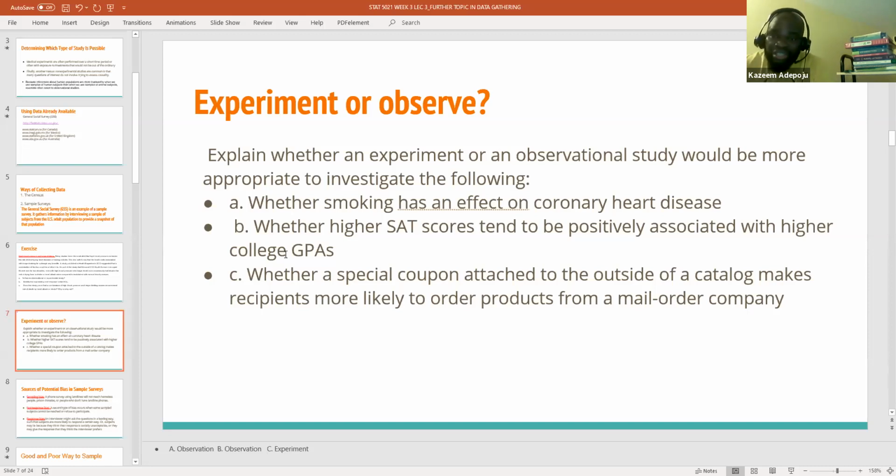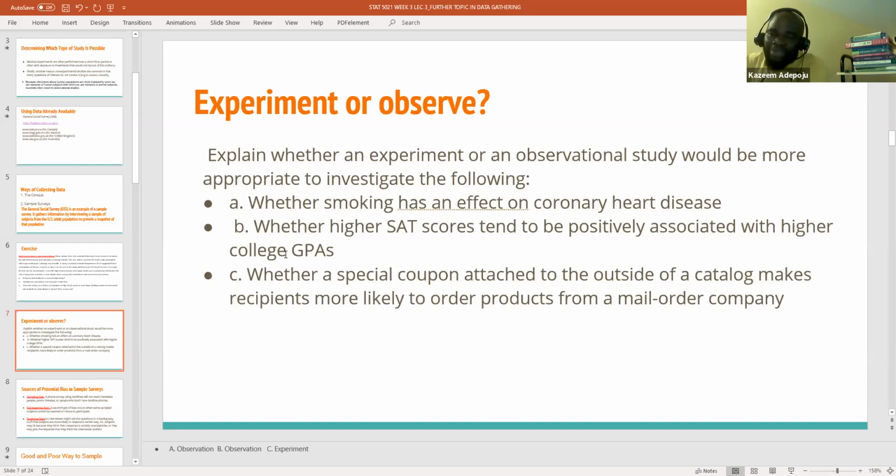Of course, in the study, you need two groups. You need a control, and you need the experimental group. The control group will be people that have coronary heart disease but without smoking history. And in the experimental group, people that have coronary disease and they actually smoke for so many years.